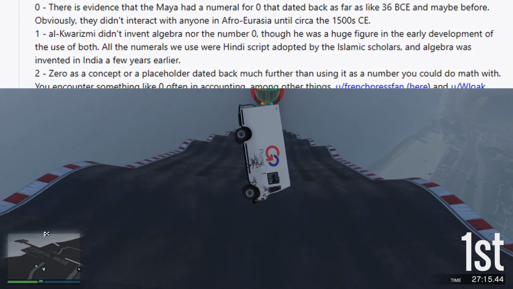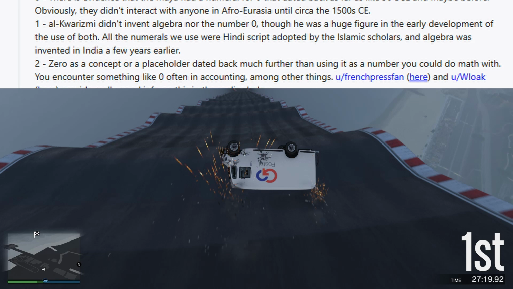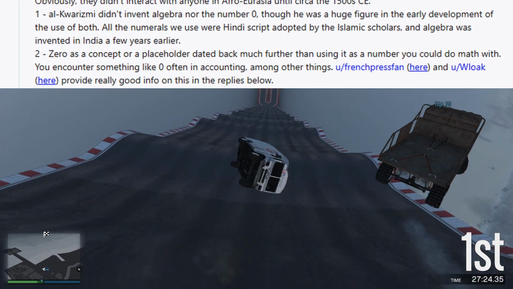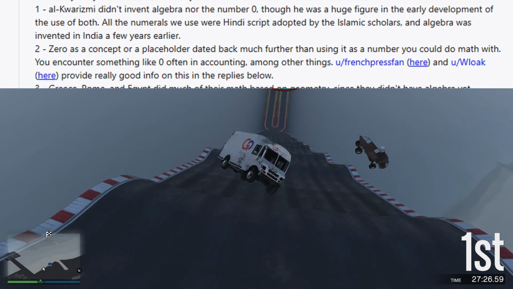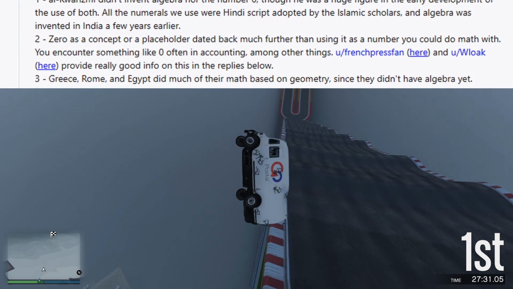Zero as a concept or a placeholder dated back much further than using it as a number you could do math with. You encounter something like 0 often in accounting, among other things. U/French press fan here, and U/Loc here, provide really good info on this in the replies below.